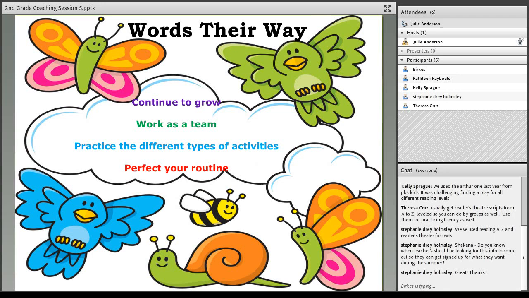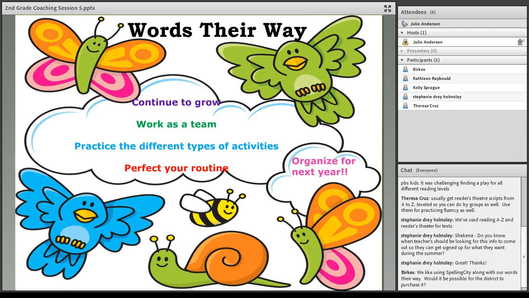Perfect your routine, because I know once again it comes up, I don't have time. How do you fit it all in? End of the year, great time to perfect those routines. And then last but not least, organize for next year. Go ahead and start making notes of the things that work with Words Their Way. What can you do differently? And like I mentioned before, if it's one of those things that you just need a refresher, or you're looking for some new ideas, don't forget to sign up for the course that will be offered this summer as a DTE session.